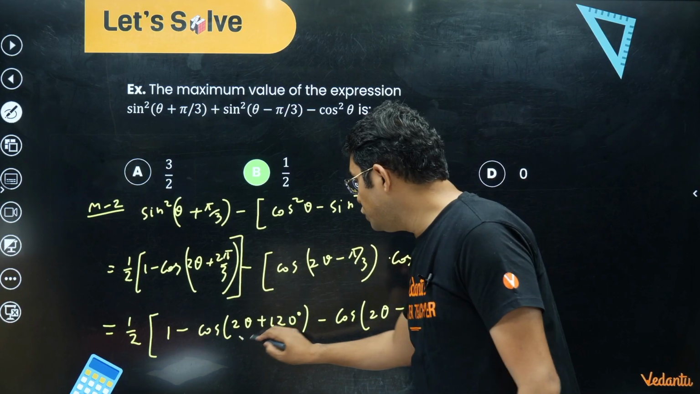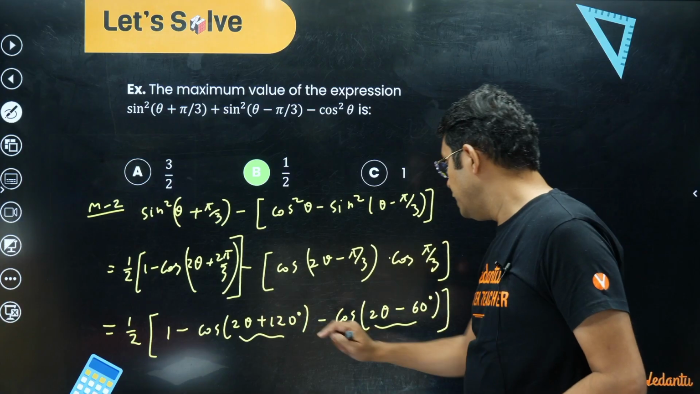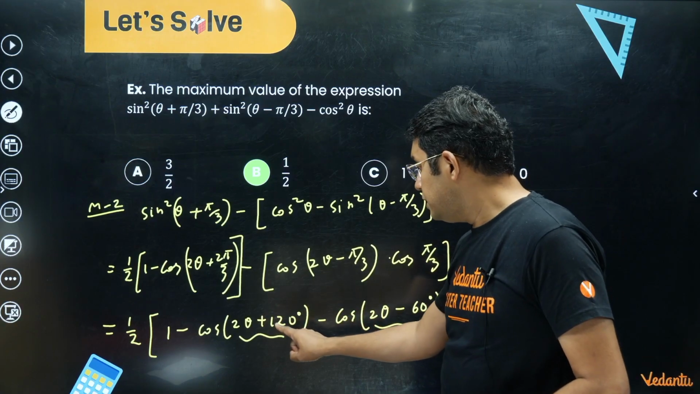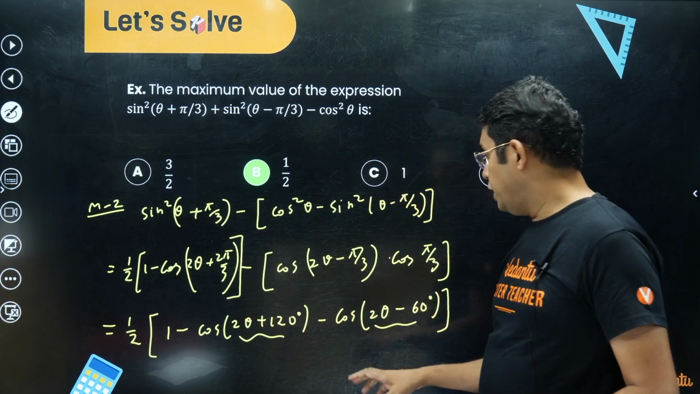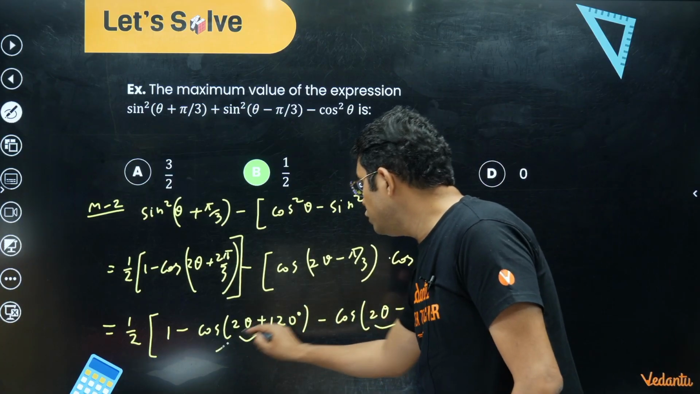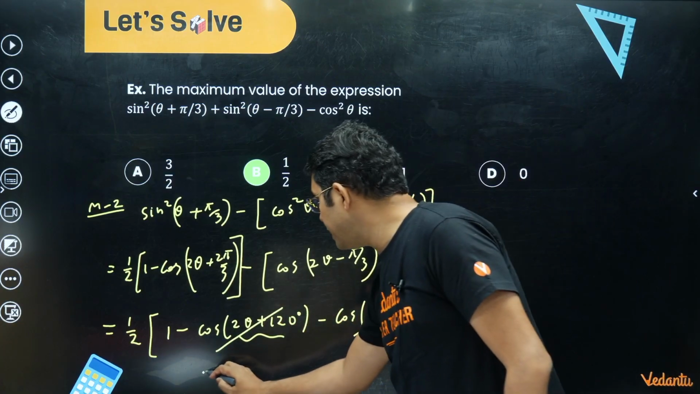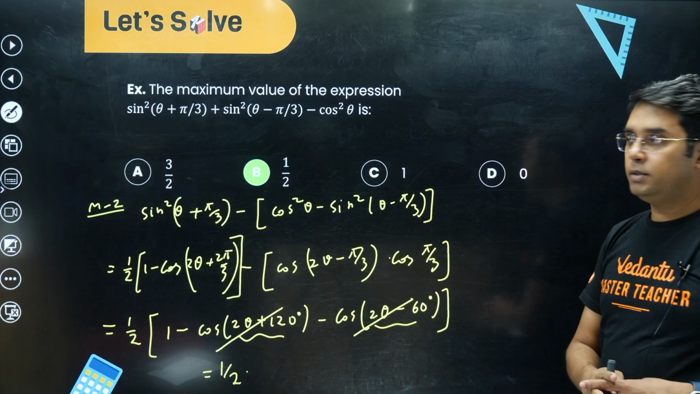Now these two angles are at a difference of 180 degree. You can see if you write this as plus 180 minus 60. Okay, you can see this will become negative of this, hence these two will get cancelled and we will be getting 1 upon 2. So that can be another method to solve this question.